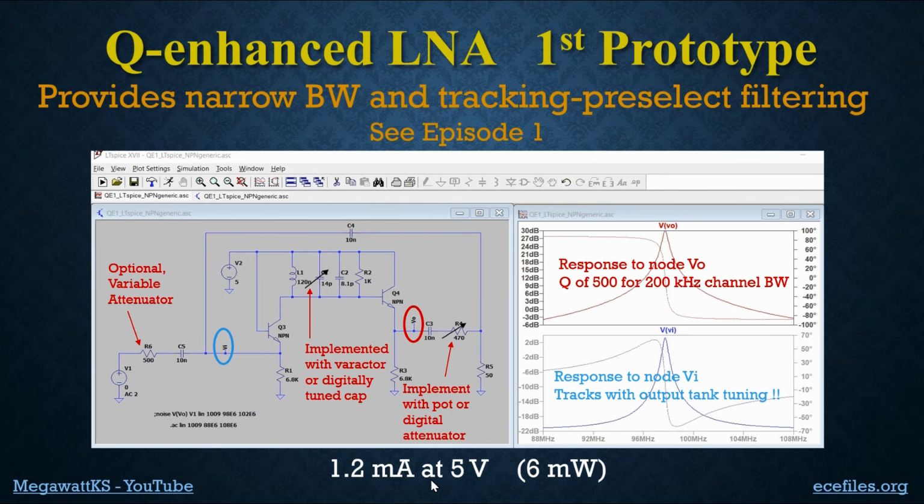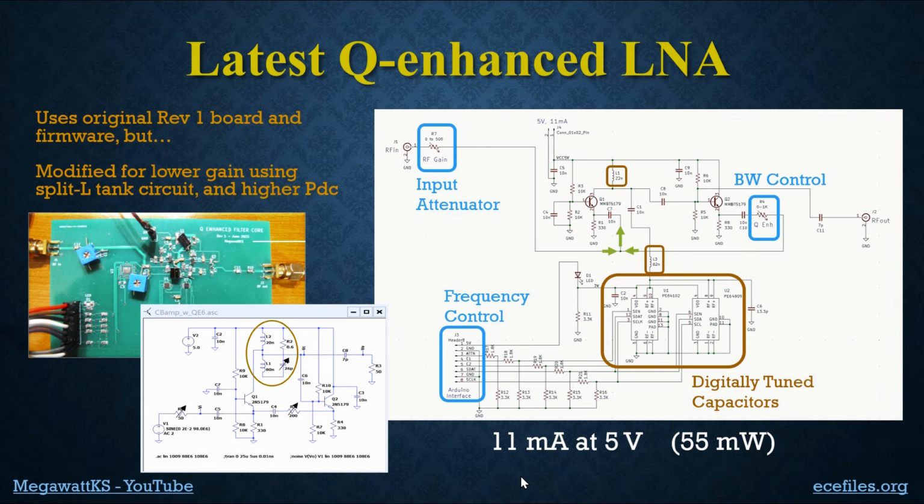Now it's biased at 1.2 milliamps, so we were really going for low power at this point, consuming 6 milliwatts, compared to a car radio that might consume 100 milliamps, so several hundred milliwatts. In our latest implementation, we've backed off on that. We're not trying for super low power, we're just trying for an order of magnitude less than in the car radio. So this one runs at 11 milliamps.